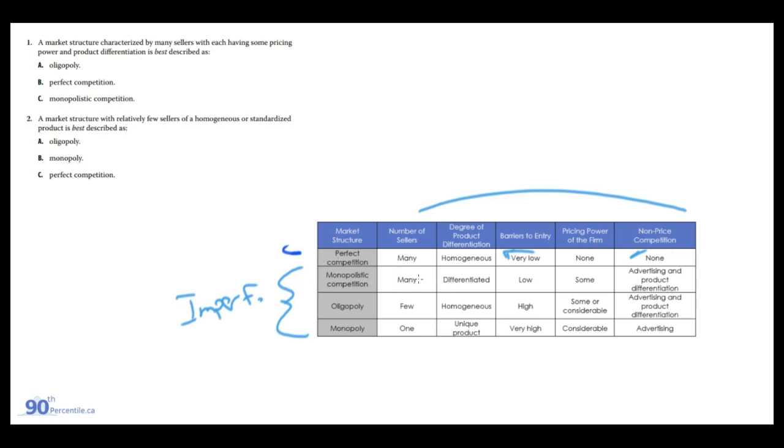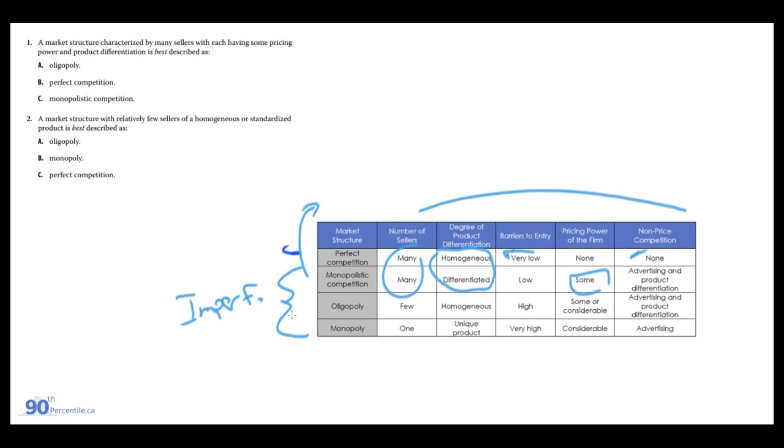Monopolistic competition down here is somewhat similar to perfect competition in that we have many sellers. Here we're actually selling slightly different products, so we have differentiated products, not the same. Barriers to entry are still pretty low, and there's some pricing power. And then in terms of competing outside of price, we can do so through advertising, brand awareness, and differentiating your products. An example I like to use for monopolistic competition is a bunch of those suppliers of gym supplements.